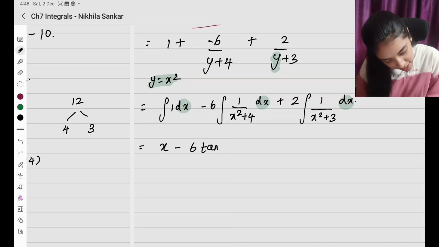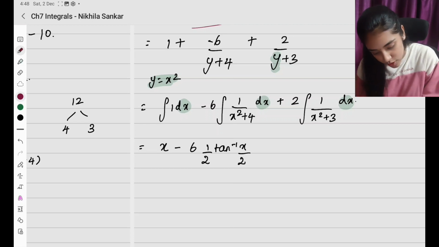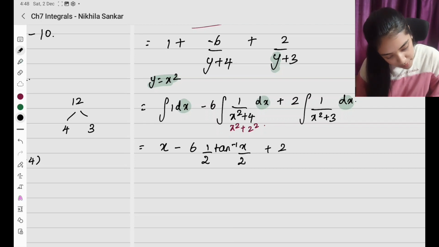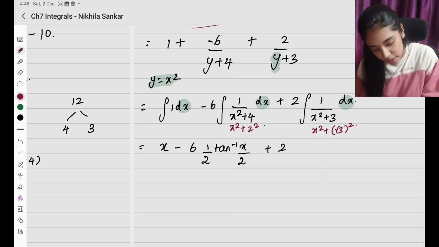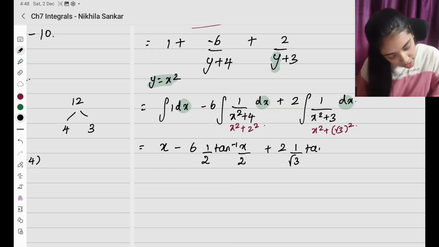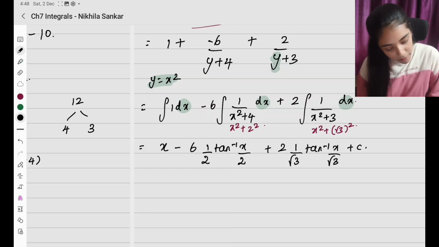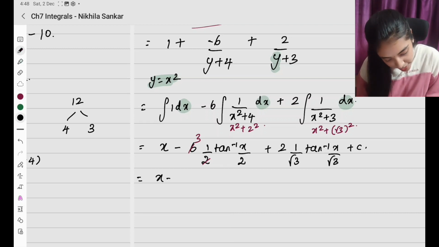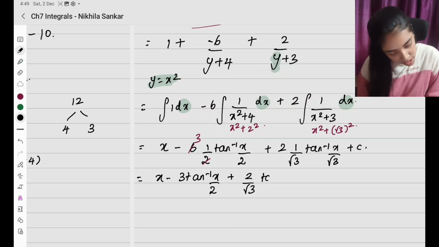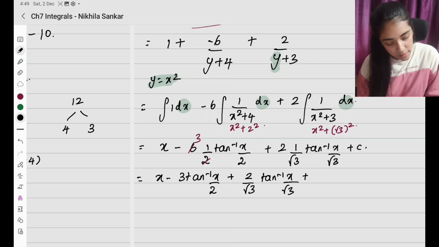Now this is going to be x minus 6 times, this is tan inverse, 1 by a tan inverse of x by a. What is my a? It is going to be 1 divided by 2 tan inverse of x divided by 2. This is of the form x square plus 2 square. Correct? And plus 2 times, in that x square plus root 3 the whole square, again 1 by a tan inverse of x by a plus c. When I cancel, I have 3. I cannot cancel anything else. So x minus 3 tan inverse of x by 2 plus 2 by root 3 tan inverse of x by root 3 plus c. This is my final answer.